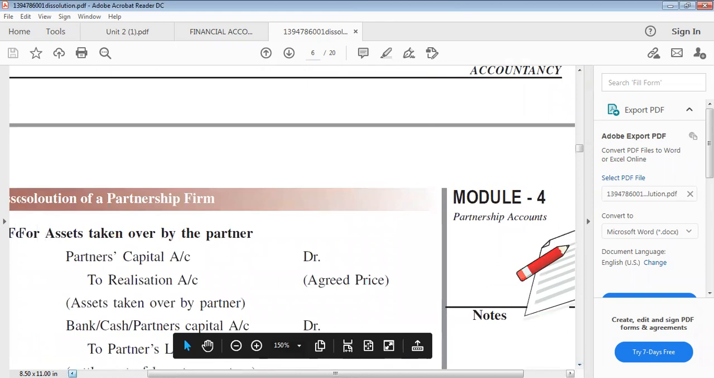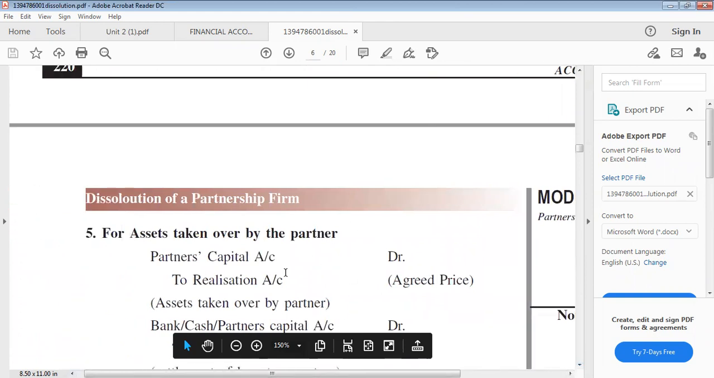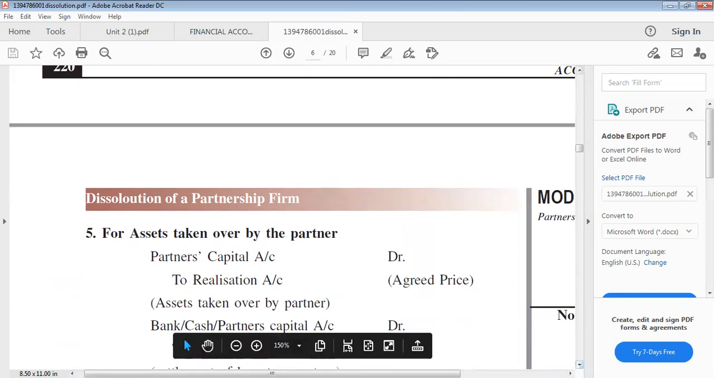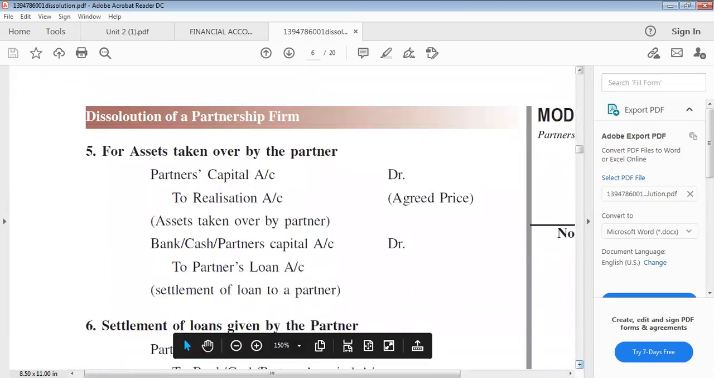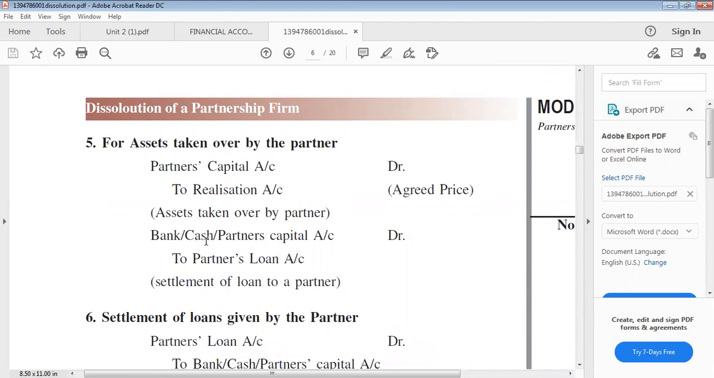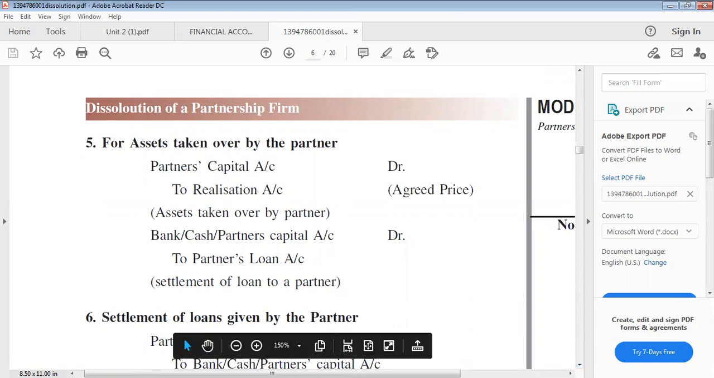The next one to look at now is for assets taken over by the partner. In this case, you debit the partner's capital account and credit realization account at the agreed price. And this is for assets taken over by a partner. You'd also debit bank or cash or other partner's capital account, and then you would credit the partner's loan account, settlement of loan partner.